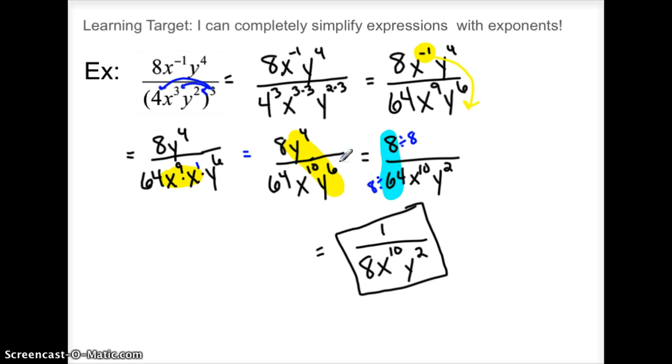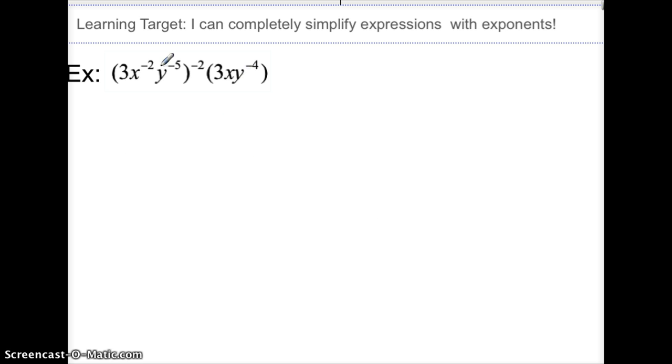So that one was a little bit more work. There were a bunch of properties all in one problem. Okay, so let's go to another one. We've got 2 sets of parentheses, so I would say pick one to work with, and then we'll pick another one.